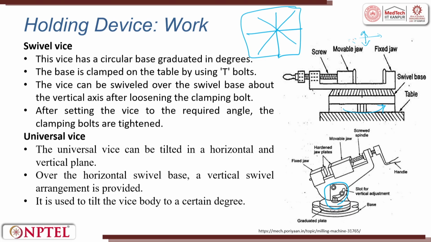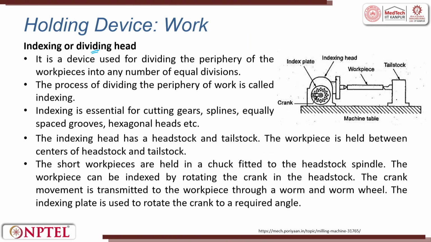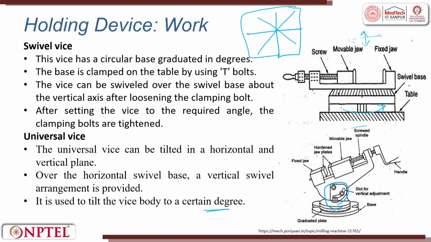Let us understand the universal vise. A universal vise can be tilted in the horizontal and vertical plane. Over the horizontal swivel base, the vertical swivel arrangement is provided. It is used to tilt the vise body to a certain degree. So, this one as well as this one is possible. There is also an indexing head. This is used to make a taper, in one axis or two axes. Swivel is around a single plane, you rotate.